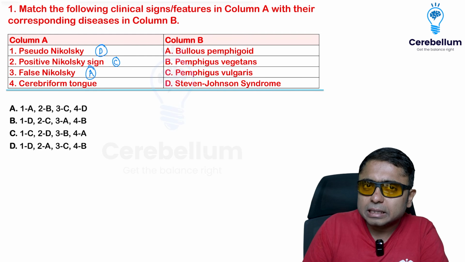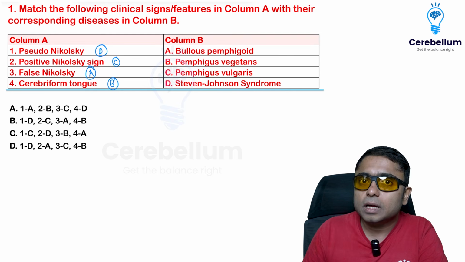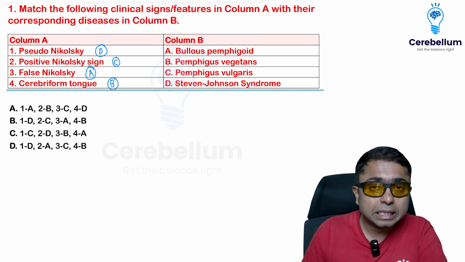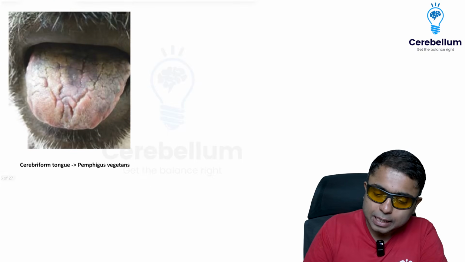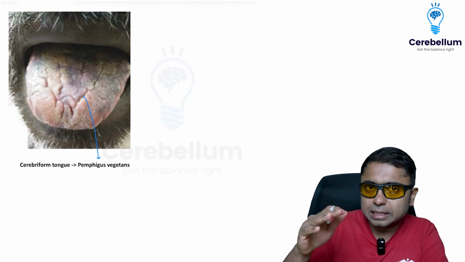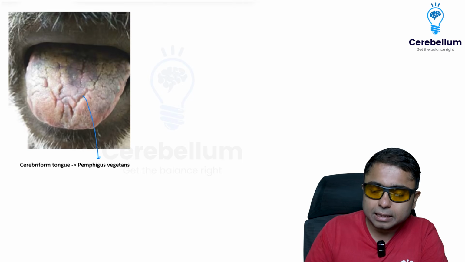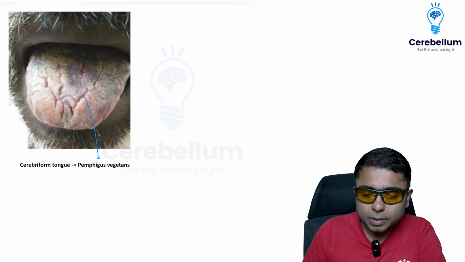Coming to cerebriform tongue, this was a new thing which was asked for the first time. So it is pemphigus vegetans, which is a variant of pemphigus, where we are going to see the cerebriform tongue, which is going to appear something like this. As you are able to see, the gyri and sulci which are present in the brain, just like that, this is appearing over the tongue. So that's why it is described as cerebriform tongue.